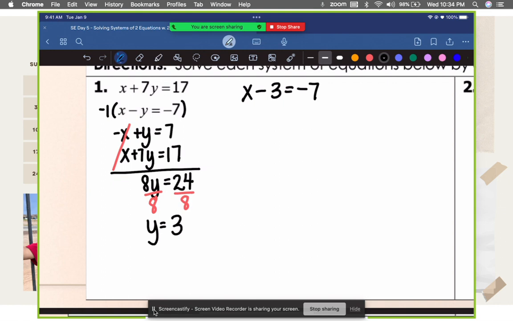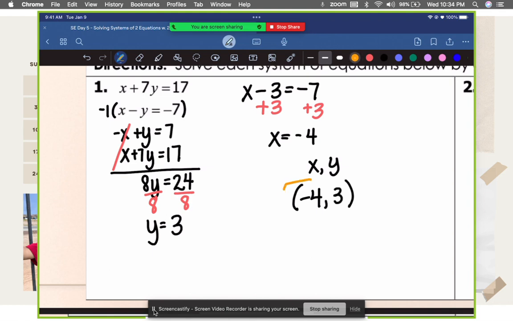Okay. I'm going to add 3 on both sides to get rid of that 3. That leaves me with x equals negative 4. And then, of course, you want to write it as a point. So I'm going to write this as negative 4, comma 3. And then, of course, box your answer.